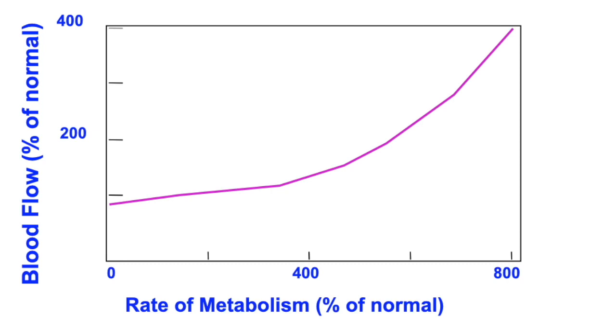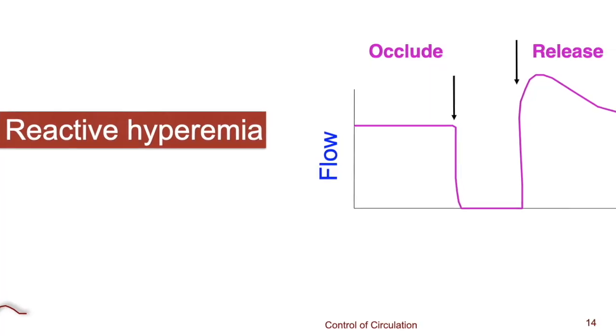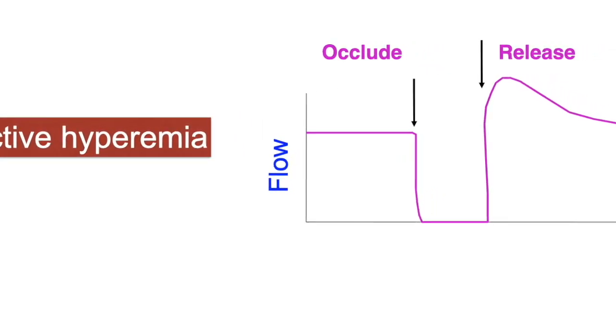That's called active hyperemia. So hyperemia is increase in blood flow. That's what that means, I think, in Latin. And it's active, as in we increase activity and we increase the blood flow that goes with it. We also have another phenomenon called reactive hyperemia. This is an interesting one. This is not one that we would expect.